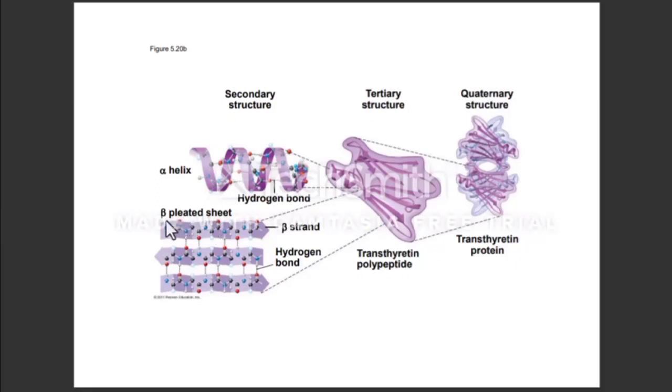In the beta pleated sheet, we see that parts of the polypeptide chain run parallel. They are either parallel or anti-parallel. Then when this polypeptide chain with its secondary structure winds on itself to form a structure that has a 3D conformation, we call that structure a tertiary structure.